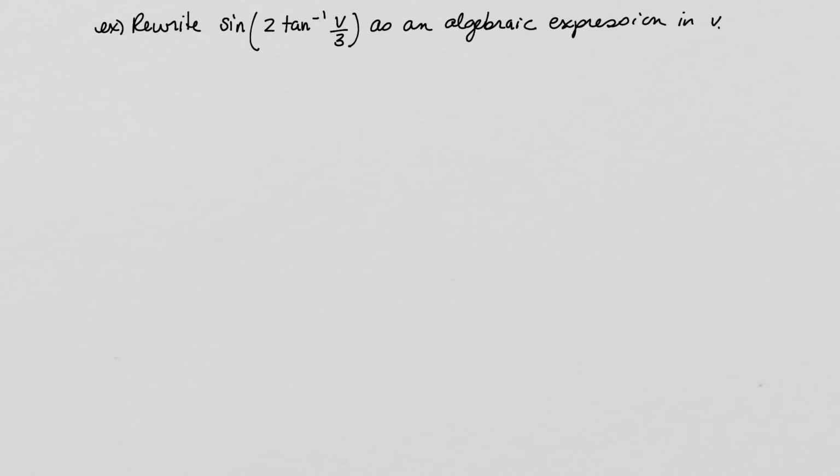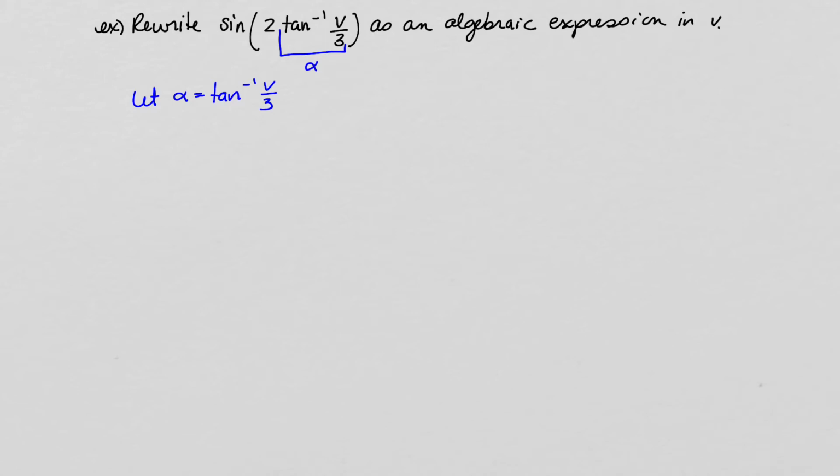This is going to be pretty similar to what we just did, right? If you remember, what we just did was we had two different inverse trig parts. So we let one of them be alpha and one of them be beta. We're going to do a similar thing here. So we're going to say, let's let this inverse tangent part here be alpha. All right? So that's where we're going to start. We're going to let alpha be equal to the tangent inverse of v over 3. So that's pretty similar to what we did before, right?